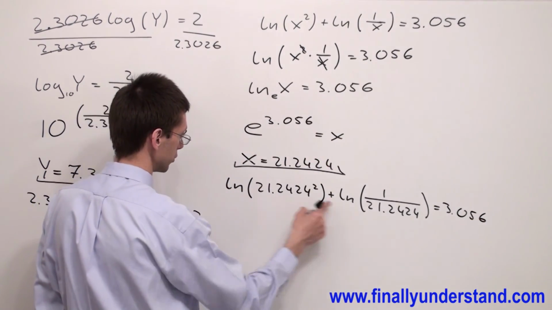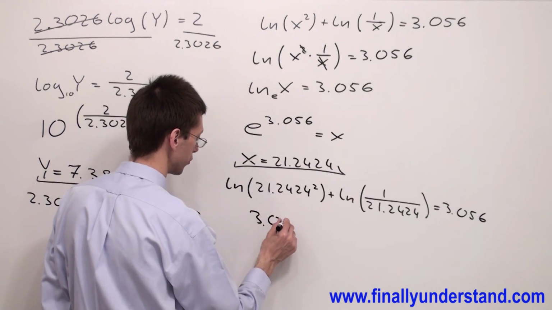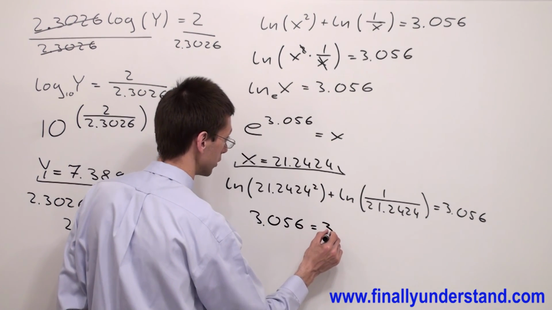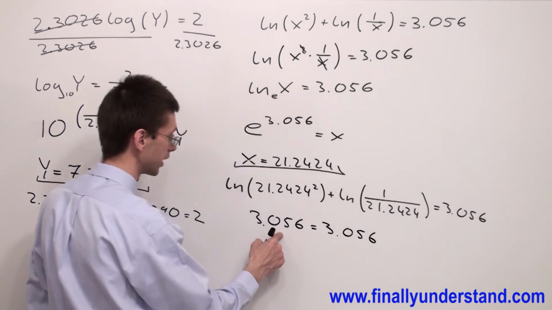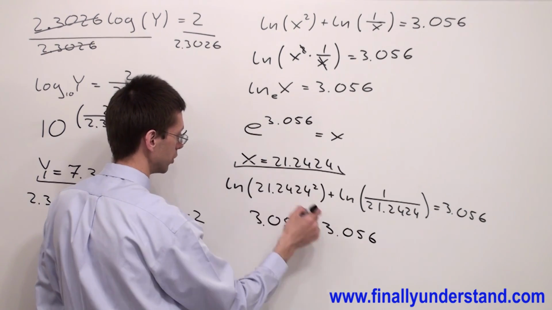Okay, plug this into the calculator, the left side, and you are going to have 3.056 is equal to 3.056. As you can see, the left side is equal to the right side. That's why this is the correct answer to my problem.